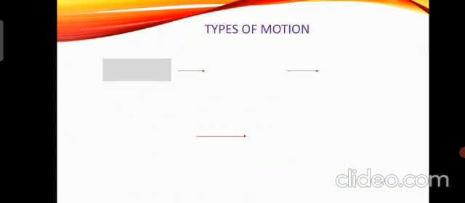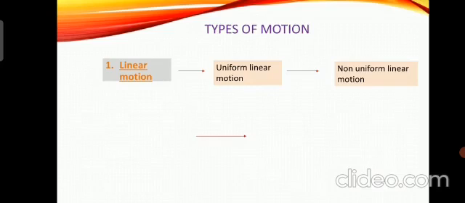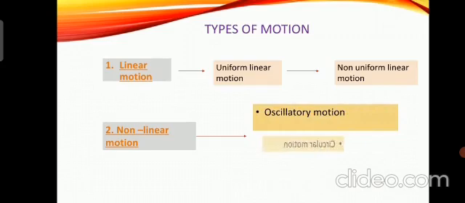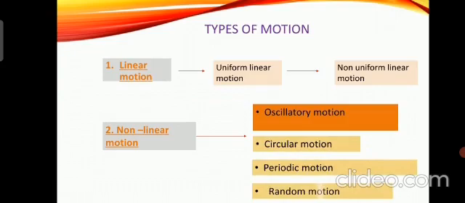Now, let us study the types of motion. There are two types of motion. Number 1, linear motion. Under linear motion, we are going to study uniform linear motion and non-uniform linear motion. Number 2, non-linear motion. Under non-linear motion, we are going to study oscillatory motion, circular motion, periodic motion, and random motion. Now, let us study the types of motion in detail.